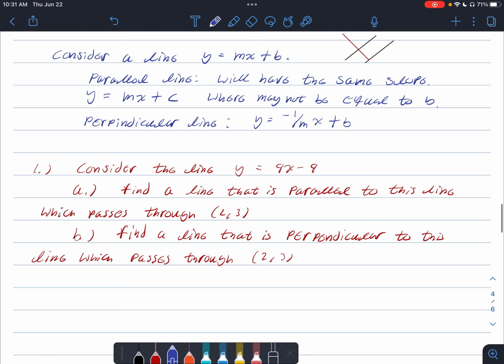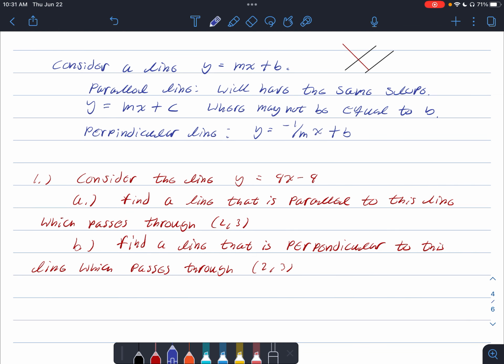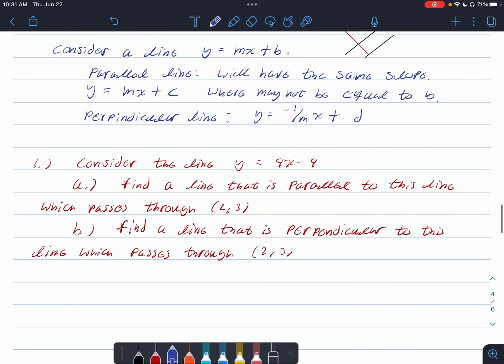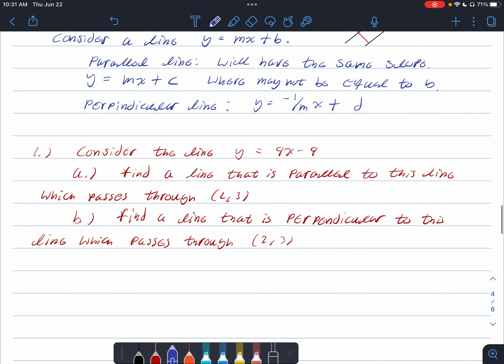It may have the same y-intercept. That's possible, but we'll use a different letter. Actually, we'll call it plus d. We don't know what that's necessarily going to be. Okay, so let's go through a couple examples here.